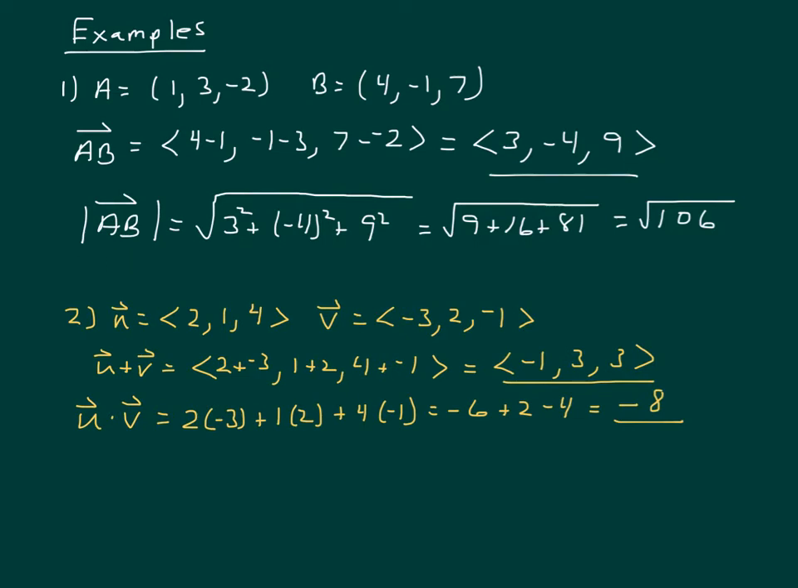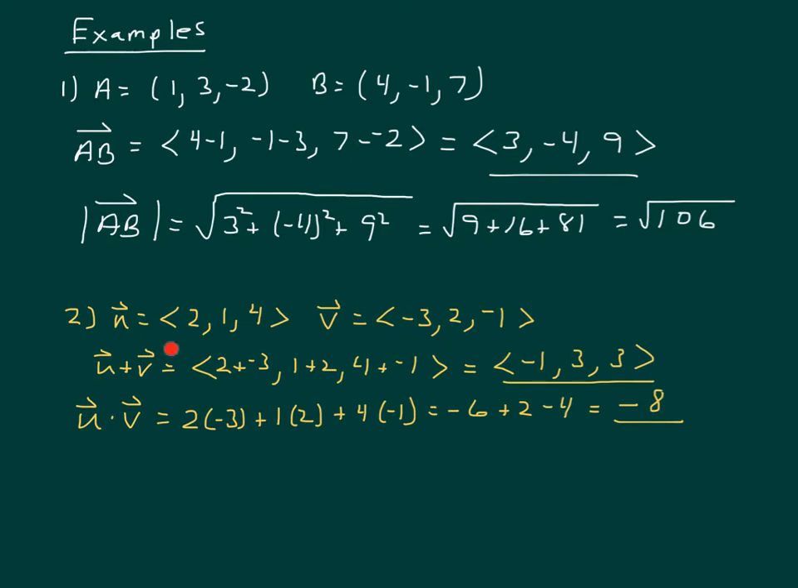Now, the magnitude of AB is going to be the square root of 3 squared plus -4 squared plus 9 squared, which equals the square root of 9 plus 16 plus 81, which will give us the square root of 106.